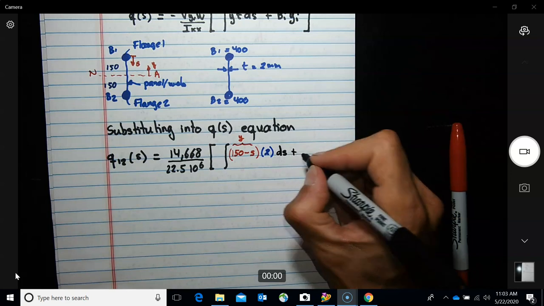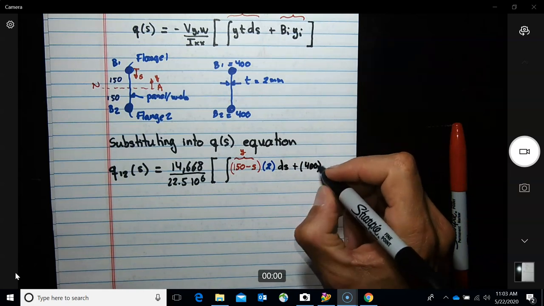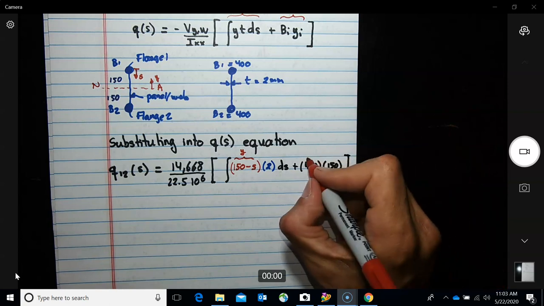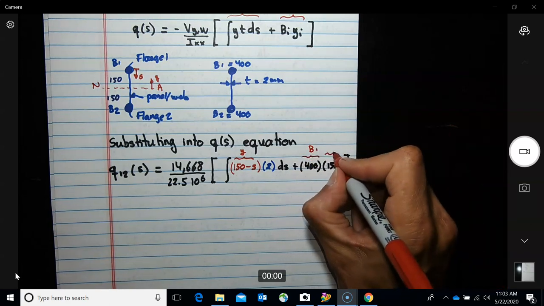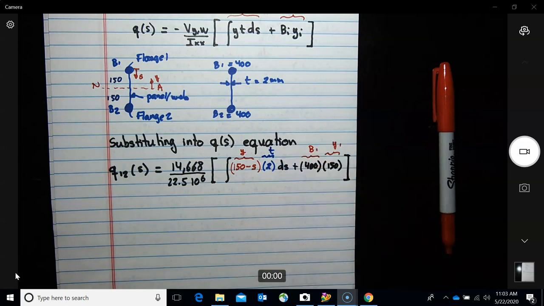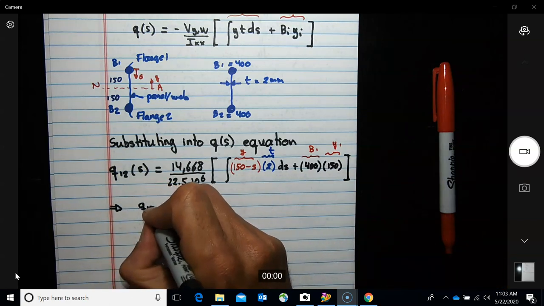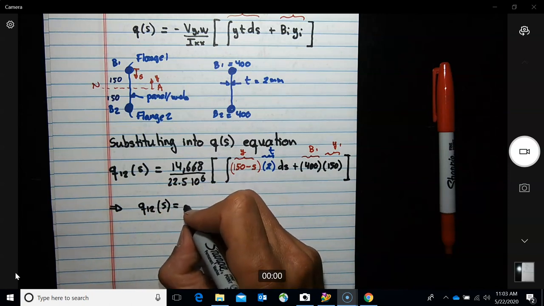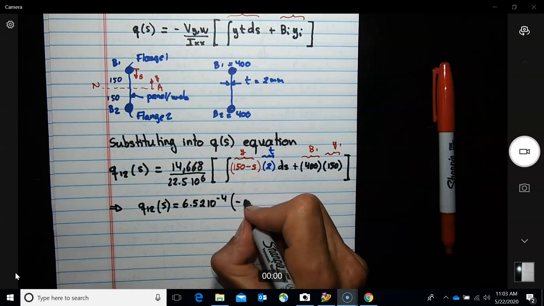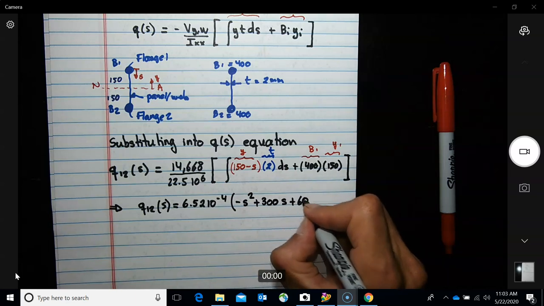Now we start from 1, so we need to add B1 y_1, which is 400 times 150, and we can close the bracket. This term over here is t. If we do the numerical calculation, you'll get that q_12 of s is equal to 6.52 × 10⁴ times minus s squared plus 300s plus 60,000.